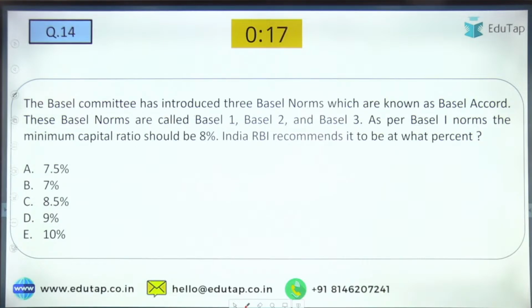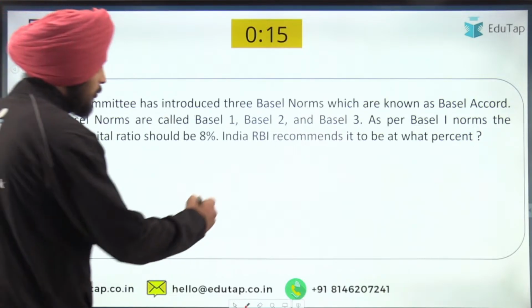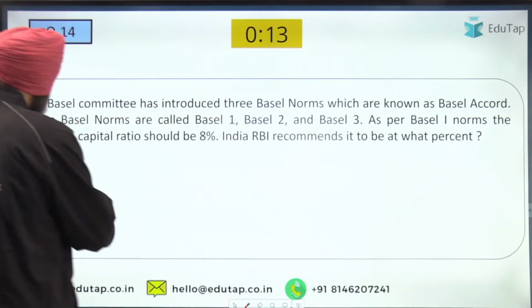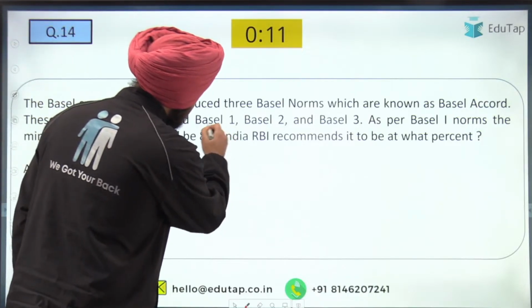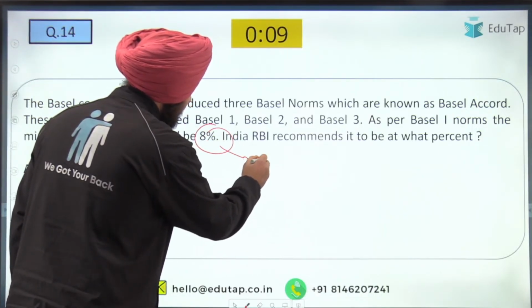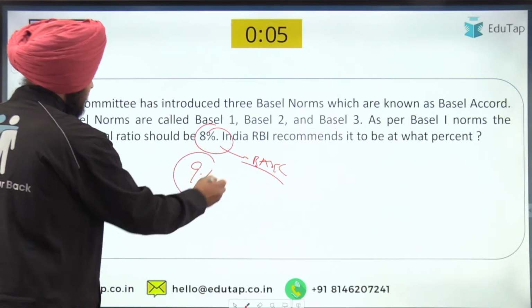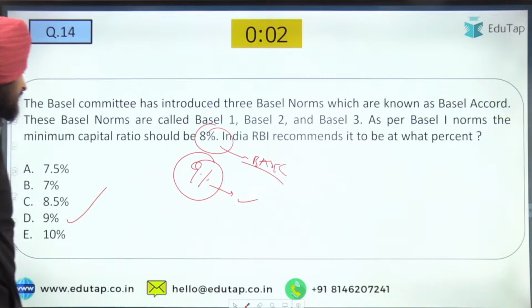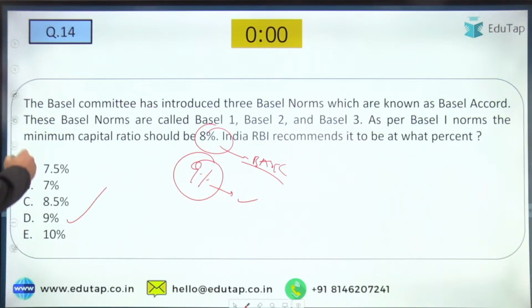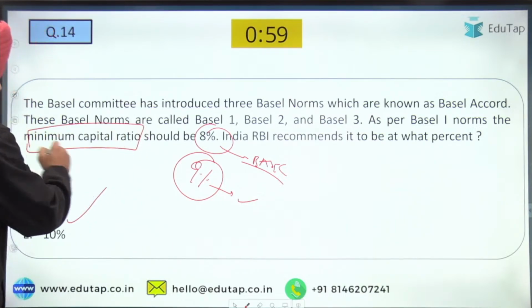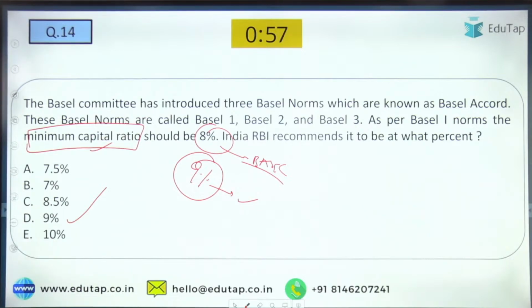So yes, very good, Gopal. Gopal is saying that the answer is 9%. So yes, the answer is 9%. 8% is recommended by Basel, but 9% is what India follows, as recommended by the RBI to the different banks in our country, which is regarding the minimum capital ratio that they need to have. Fine. So that is the idea, straightforward information है, ज़्यादा डिटेल में इसलिए जा रहा मैं इस क्वेश्चन में.